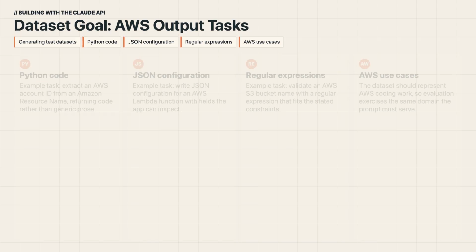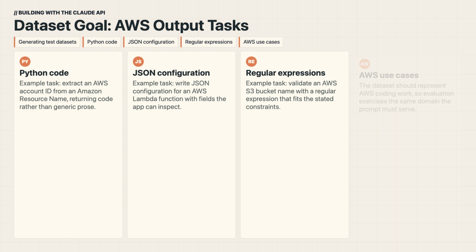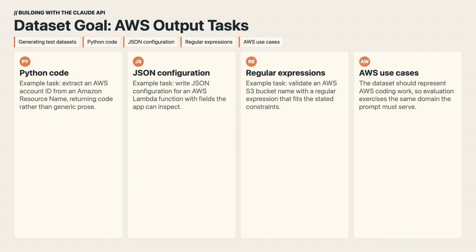Now we make the dataset more realistic. The prompt needs to help users produce three kinds of AWS-focused output: Python code, JSON configuration, and regular expressions. Each test case should ask for one practical task, and the eventual answer should be code or configuration without extra explanation. That constraint is important.